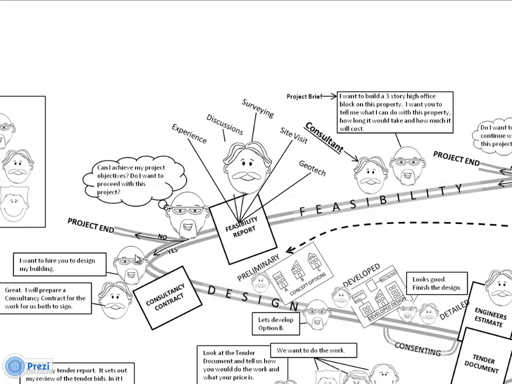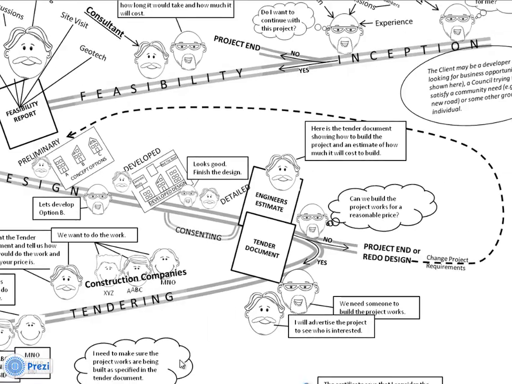So our client decides, yes, I want to hire you. They prepare a consultancy contract. So now there is a contractual relationship. The client agrees to pay the consultant a certain amount of money. In return, the consultant will design his building for him. So now they have an agreement together. We go into the design phase. And the design phase is an iterative process.